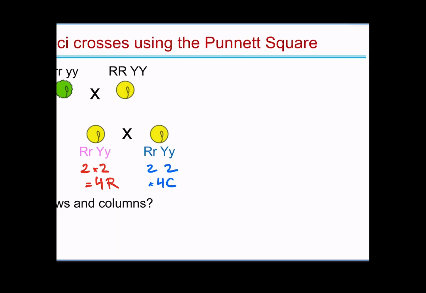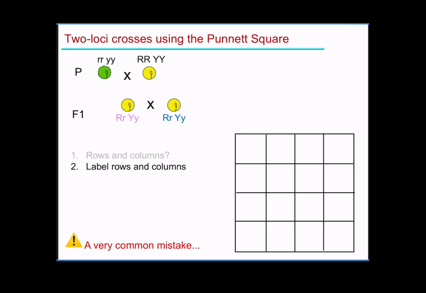So first you establish the number of rows and columns. And then comes what is arguably the trickiest step in this process, and that is labeling the rows and columns. When I first put together this slide, I could think of a very common mistake. It turns out there are 2 very common mistakes, and we'll address them.